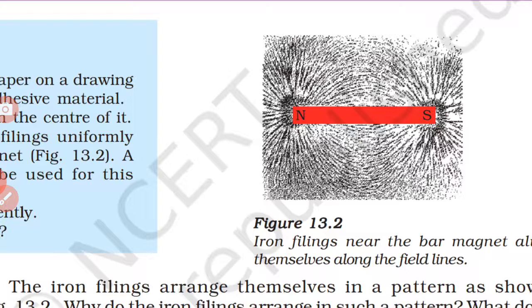And the third characteristic is that the magnetic field is a vector quantity, so it has both magnitude as well as direction. And the fourth characteristic is that magnetic field lines do not intersect each other. So these are the characteristics of magnetic field lines.